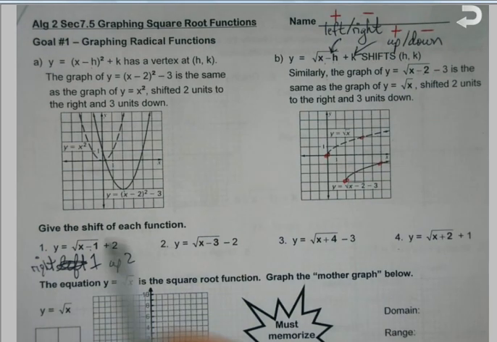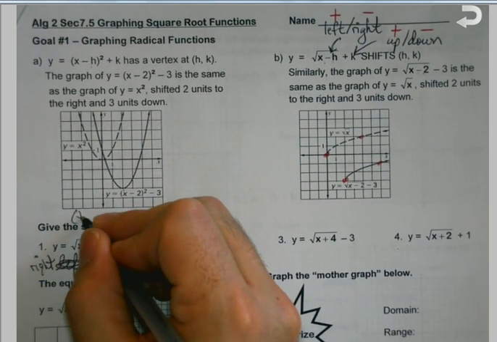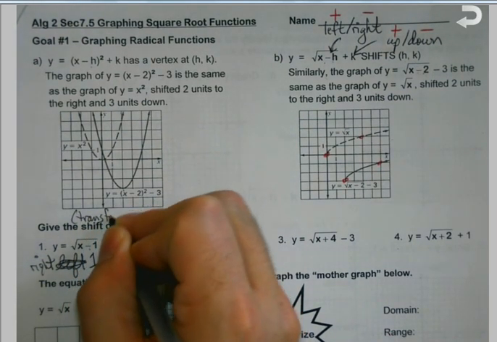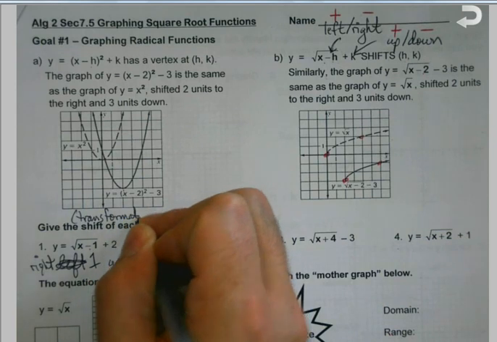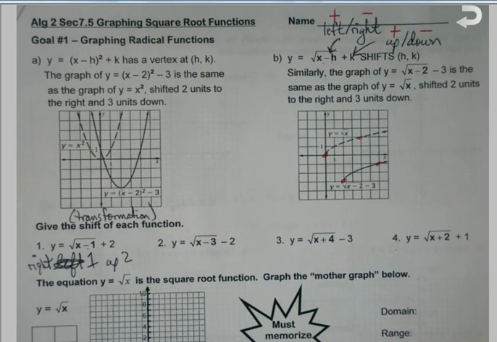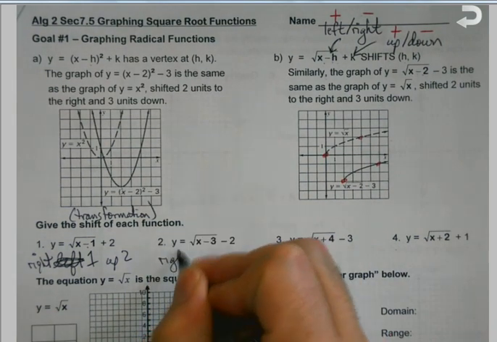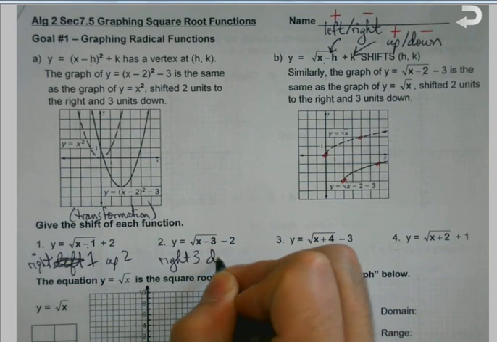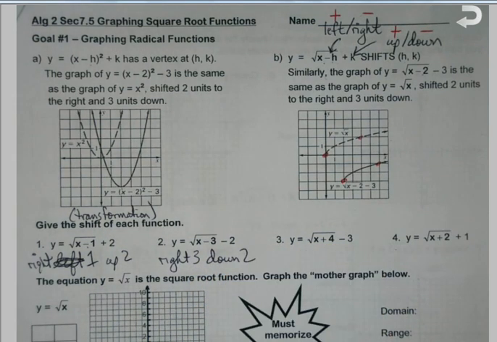So if you're just asked for the shift, and that also can use the word transformation sometimes, the book will change wording on you, of each function. All right, so now what about number 2? Right 3 and down 2. Number 3. Left 3 and down 2.